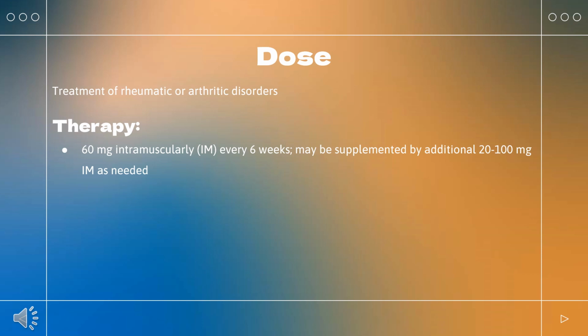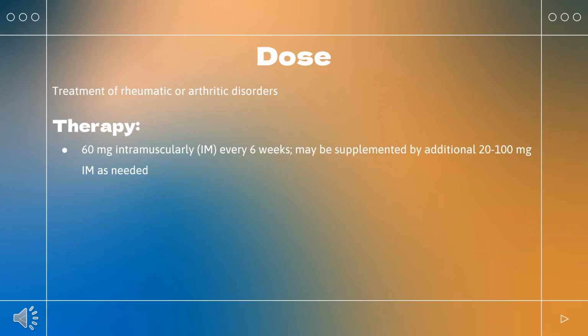Treatment of rheumatic or arthritic disorders. 60 mg intramuscularly, IM, every 6 weeks, may be supplemented by additional 20 to 100 mg IM as needed. Intralesional injection, 10 mg per milliliter suspension, 1 mg per injection site 1 or more times weekly, not to exceed 30 mg per day. Intraarticular/intrasynovial/soft tissue injection, large joints, 15 to 40 mg; small joints/tendon sheath inflammation, 2.5 to 10 mg.